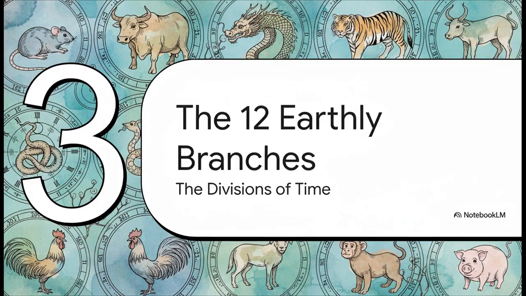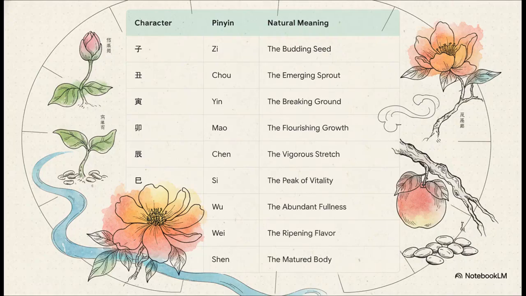Incredible. Okay, next up are the 12 earthly branches. That number, 12, probably sounds pretty familiar, right? I mean, think about it. 12 months in a year, or maybe the 12 animals of the Chinese zodiac. Well, guess what? They are directly tied to this ancient way of dividing up time. And just like the stems, each branch tells a little piece of nature's story.